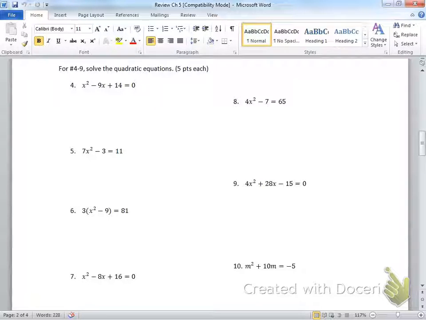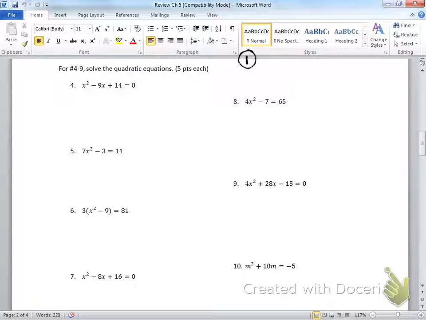You could complete the square. You could use the quadratic formula. Or one like number 8 where there's an x squared term but there's no x term, you could take the square root of both sides. So there's a lot happening here. It's kind of start with the easiest one and go from there. Here I can list the ways.